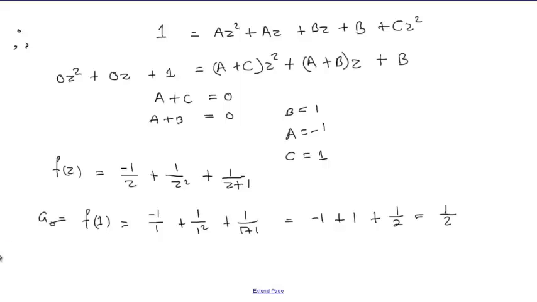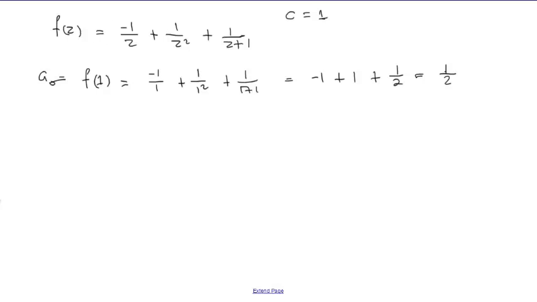Now, to get our A1, we need to have the derivative of f of z. So differentiating, f'(z). Now, if you look at this expression as it is now, it is easy to differentiate using, in this case, the power rule.